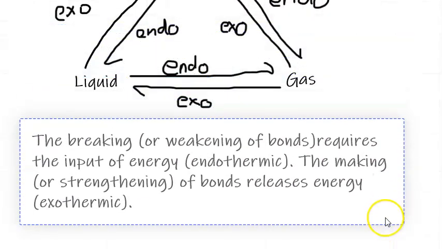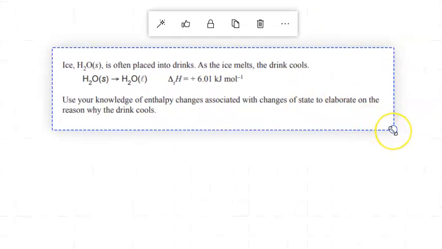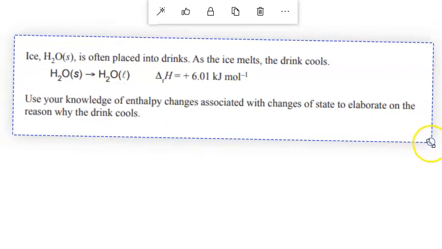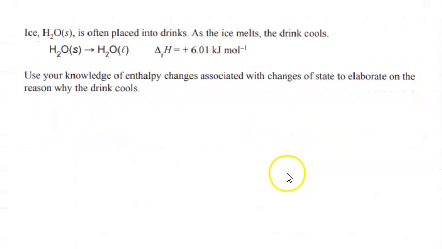So last year's exam had the question: ice, H2O solid, is placed into drinks. As the ice melts, the drink cools. That's something we intuitively know. So we've got H2O in its solid form going into H2O in its liquid form. We can see that the change in enthalpy of the reaction is positive. So if you see a positive number, that means energy has been absorbed as the reaction takes place. So use your knowledge of enthalpy changes associated with changes of state, which is what we've been looking at, to elaborate on the reason why the drink cools.